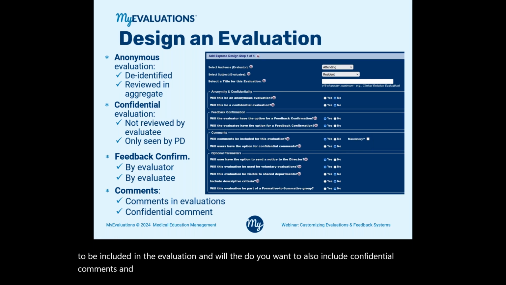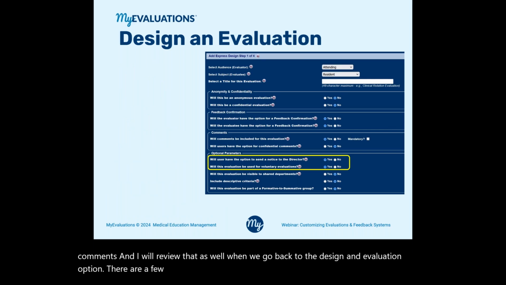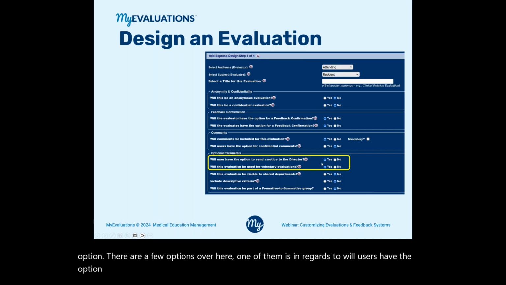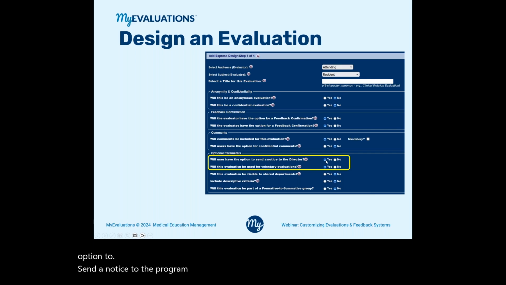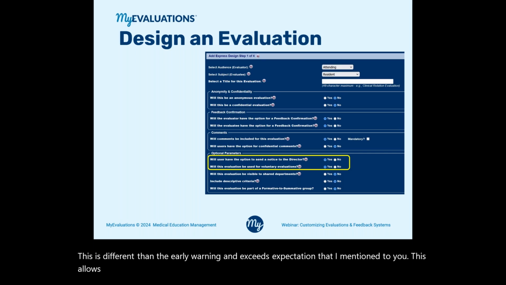And I will review that as well when we go back through the design and evaluation option. There are a few options over here. One of them is in regards to, will users have the option to send a notice to the program director? This is different than the early warning and exceeds expectation that I mentioned to you. This allows the evaluator to actually just trigger a notice to the program director saying, hey, I want you to look at this evaluation form.